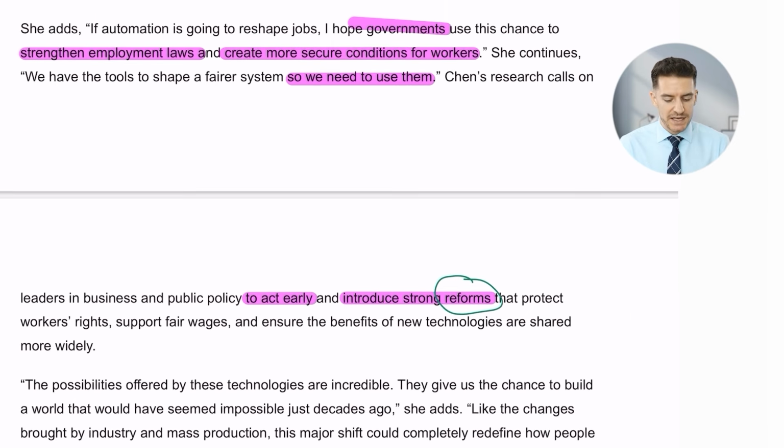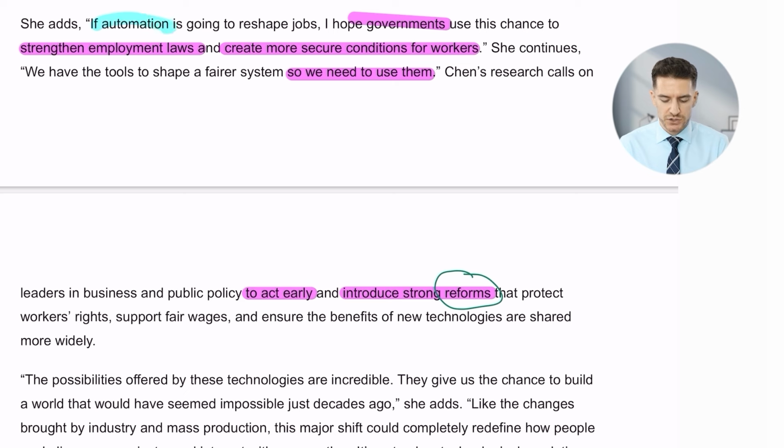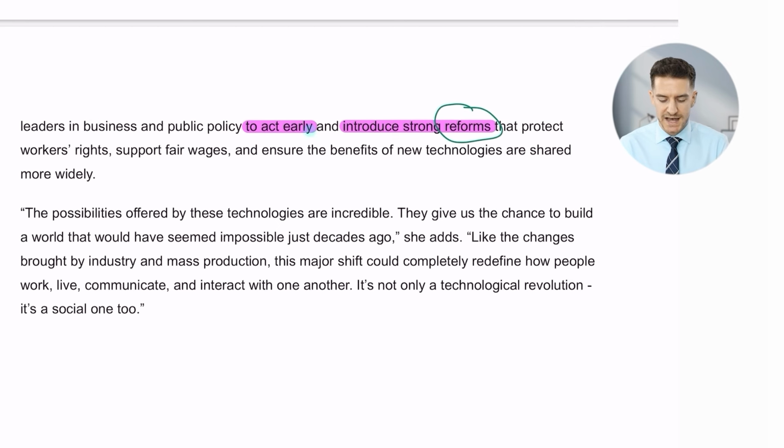Okay, she adds, if automation is going to reshape jobs, I hope governments can use this chance to strengthen laws, or maybe change laws, to create more secure conditions for workers. Well, that was what one of these statements was about. So Chen's research calls on leaders in business and public policy to act, to do something, to introduce reforms. We talked about that. That's when you change something, normally for the better. Workers' rights, fair wages, and ensure the benefits. Okay, the possibilities offered are incredible. This major shift could completely redefine how we work, live, and communicate.